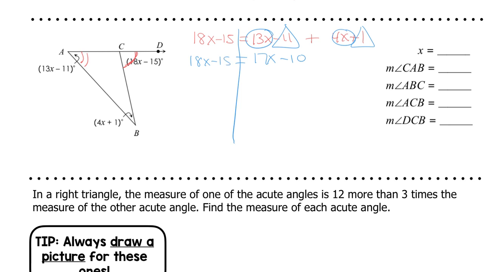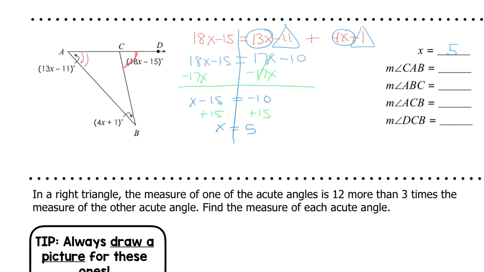All right, so now we need to get our like terms on the same side. So I'm going to move my x's to be on the left side of the equation. So I'll subtract 17x's. And that will leave me with x minus 15 on the left side and negative 10 on the right. And I'm going to move my constant so that way they're on the right side of the equal sign. So we get x equals 5.